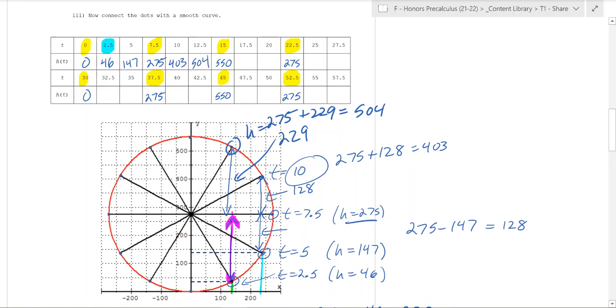Everything else is just going to be a reflection. So then it starts going back down. It's 504, and then it's 403 again. And then after that, it's going to be 147, and then it's going to be 46 again. And then it's just going to do the same thing. So you fill this in, and you get the same rows because it's going to repeat every 30 minutes. You should expect to see the same rows here because the same thing's going to happen every 30 minutes.